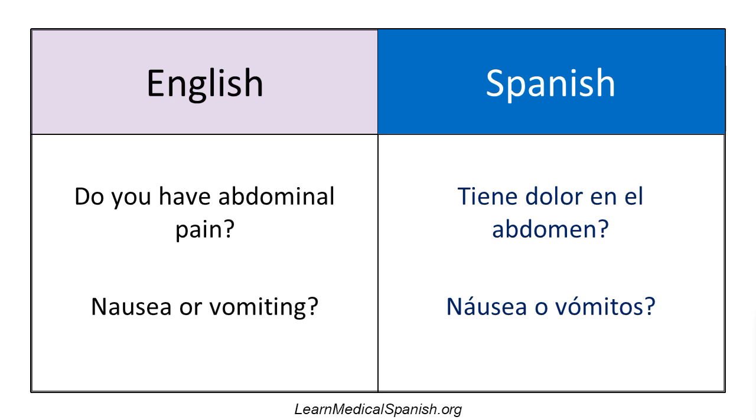Náusea o vómitos? So that's a great example of the difference between English and Spanish pronunciation, because the word nausea is spelled the same in both languages, but you got to pronounce it correctly. So náusea is how you would sound that out.